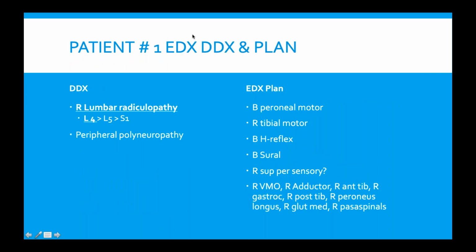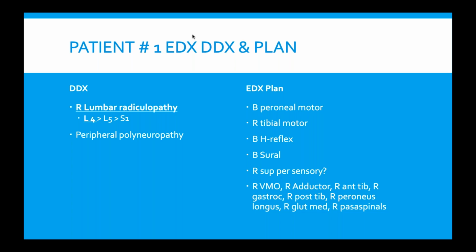So for his differential diagnosis, primarily I was thinking lumbar radiculopathy on the right side, primarily L4, but wanted to just double check L5 and S1. And he also had possible peripheral polyneuropathy, again, because of his distal symptoms in the distal lower legs.